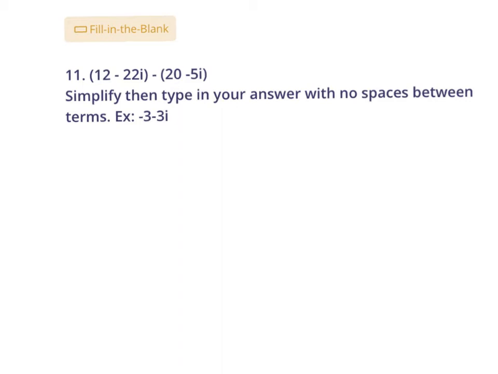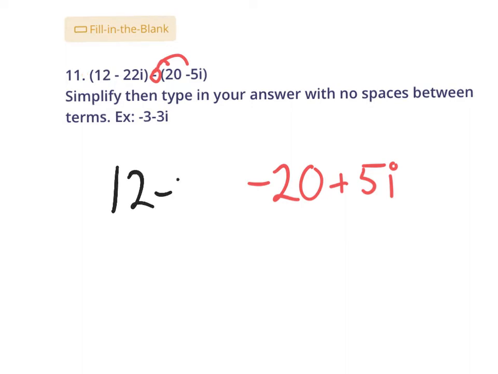So if we take a look at the problem, 12 minus 22i in parentheses, take away 20 minus 5i in parentheses, just like any other problem, you would have to distribute the minus sign into both terms right there. So you'd end up with a minus 20 and a plus 5i. Now notice that there's nothing to distribute in front of the first set of parentheses, so we're just going to bring that down exactly the way it is. 12 minus 22i. So we have 12 minus 22i minus 20 plus 5i.